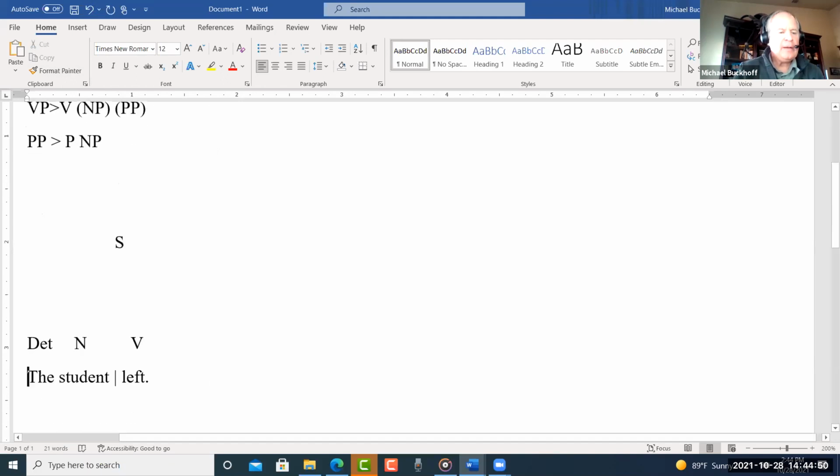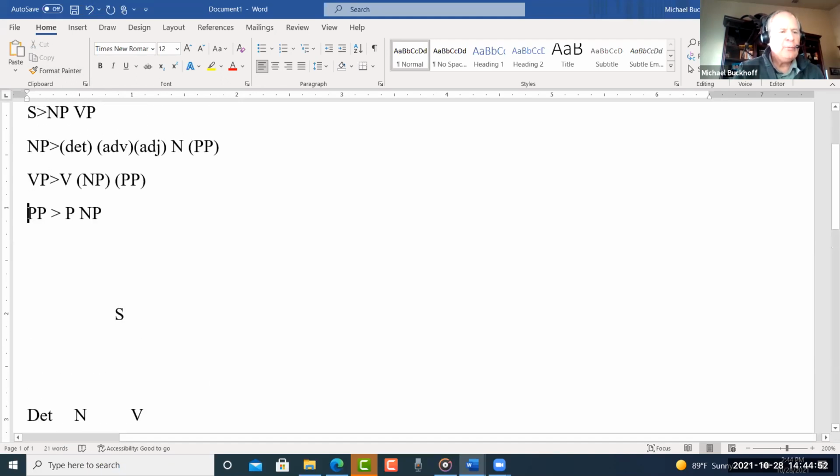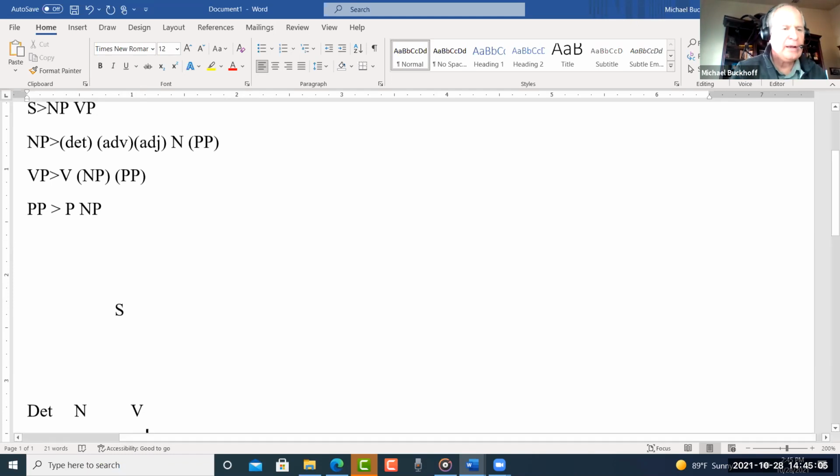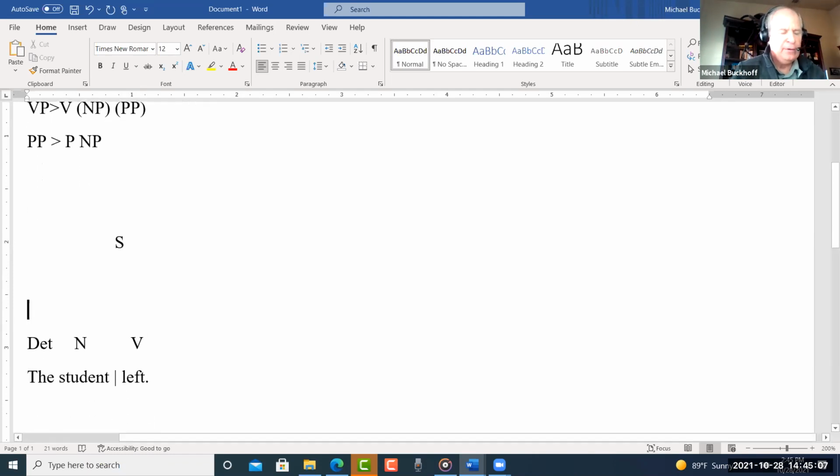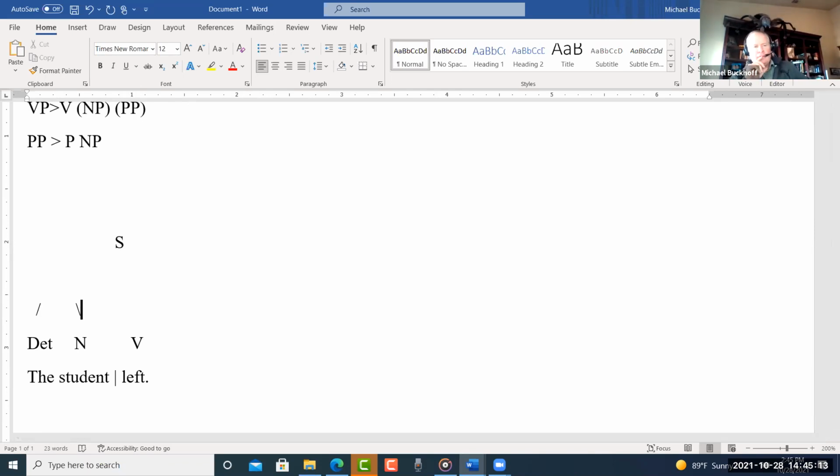Now, the next step is we're kind of looking up here. We have a noun phrase can consist of, we see that it can consist of a noun, right? But it can also consist of all of these things in parentheses. These are all optional elements. So we know that it can include a determiner. So then the determiner and the noun, what do you think that forms?